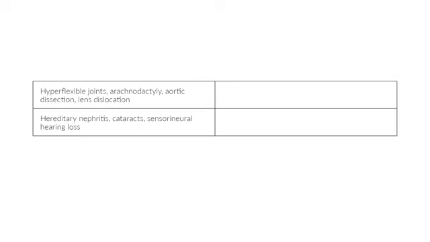All right, that's it for the quiz, but we also have a couple of rapid-fire facts. Hyperflexible joints, arachnodactyly, aortic dissection, and lens dislocation, this is Marfan syndrome, which is caused by a defect of fibrillin. And then hereditary nephritis, cataracts, and sensory neural hearing loss is Alport syndrome, which is due to a defect in type 4 collagen. Remember, can't see, can't pee, can't hear high C.